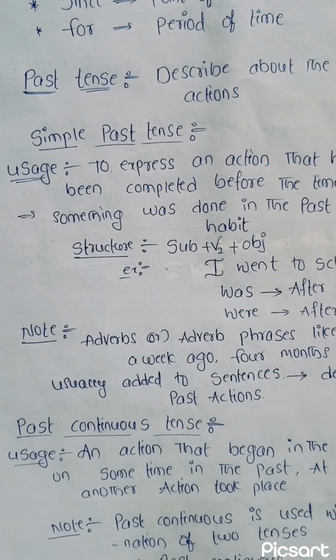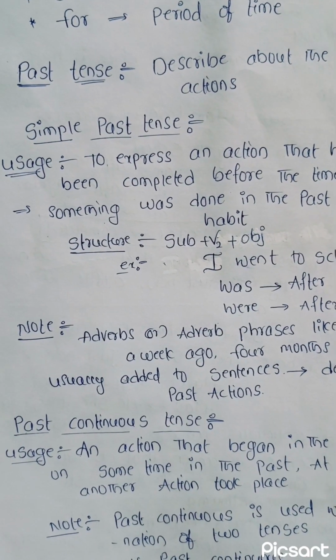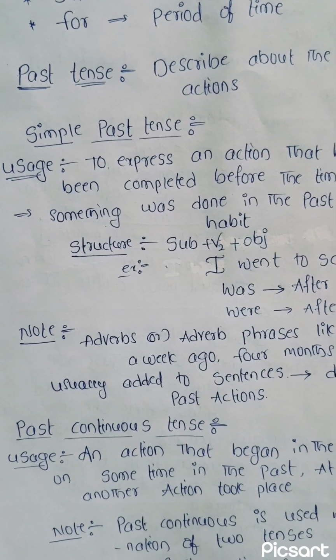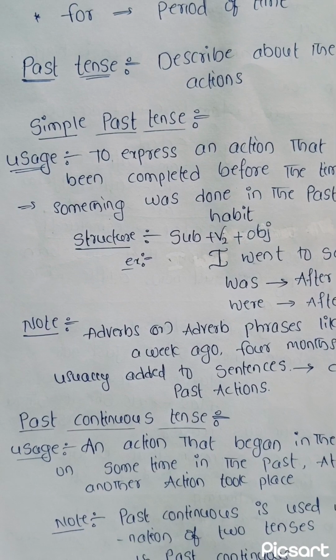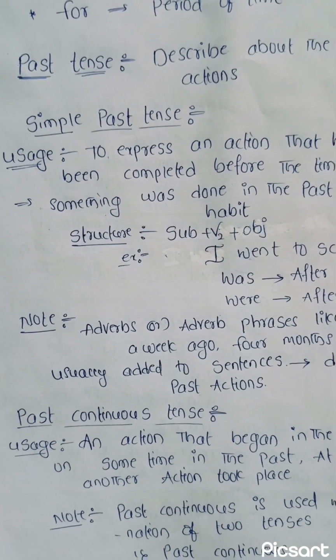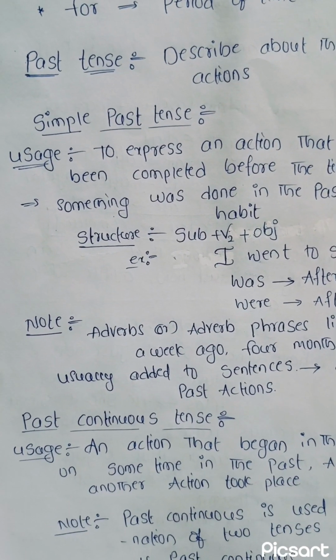Past tense is used to describe completed actions. Past tense is again divided into four types: simple past, past continuous, past perfect tense, and past perfect continuous tense. First one is simple past tense.